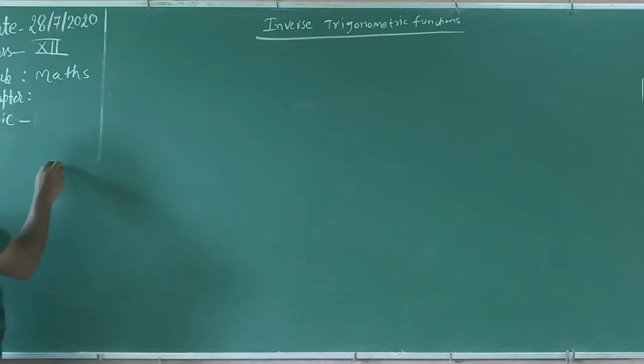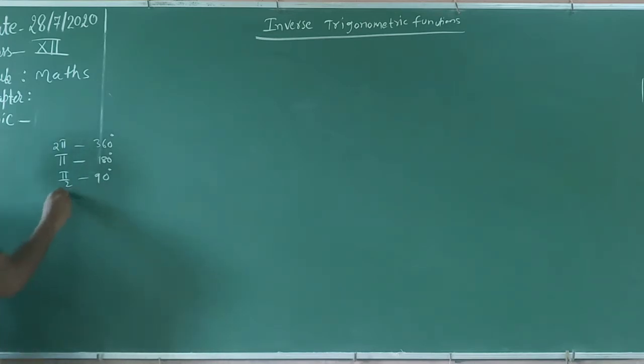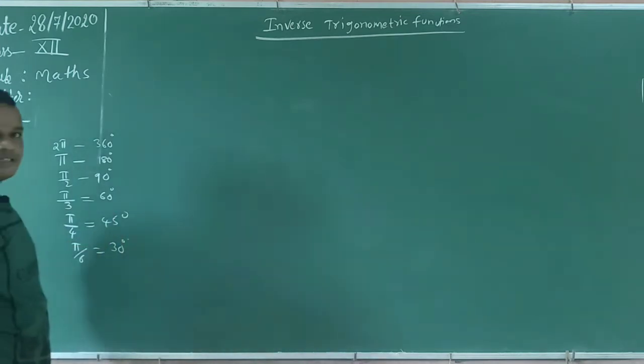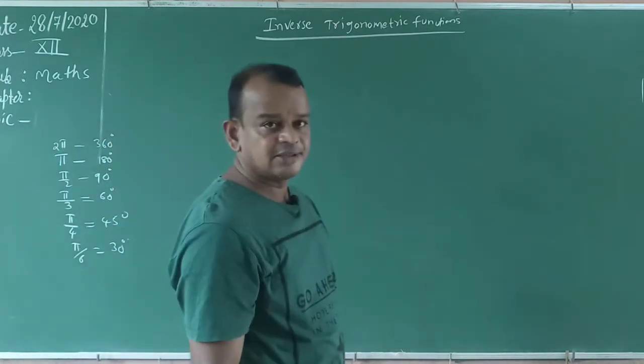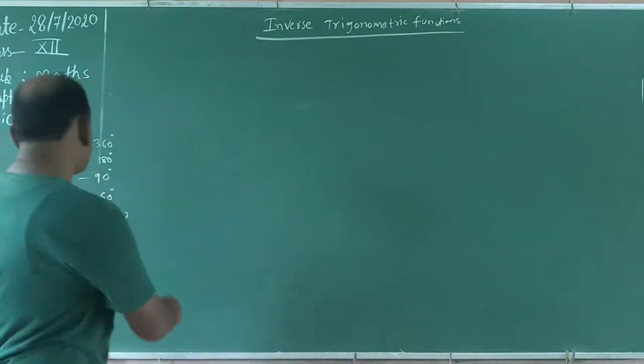Now some values you remember. Pi is equal to 180 degrees. 2 pi is equal to how much? That equals 360 degrees. Now pi by 2 is equal to how much? 90 degrees. Pi by 3 is equal to how much? 60 degrees. Pi by 4 is equal to 45 degrees. Pi by 6 is equal to 30 degrees. You remember. Pi by 12 is equal to 15 degrees. Pi by 8 is equal to 22.5 degrees. You remember that value 100%.